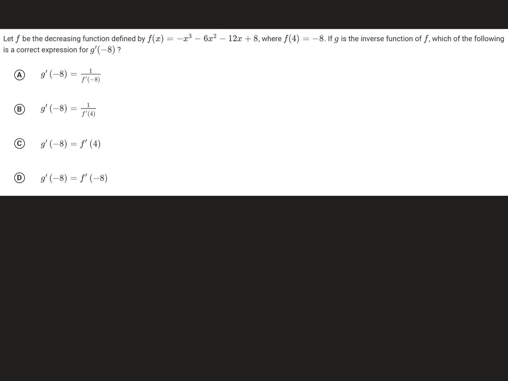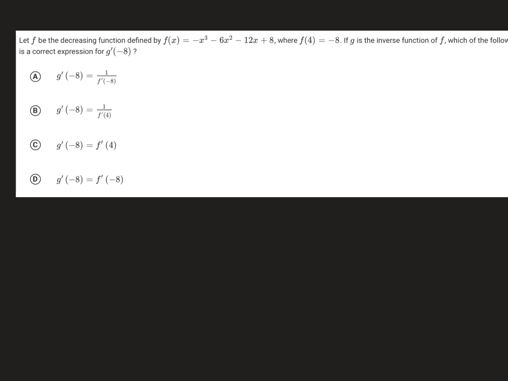All right, so this problem is question number 8 from the AP Classroom Unit 3 multiple choice problems. You can read the problem yourself. I'll go into the explanation right now. So we're trying to find g prime of -8, and we're told that g is the inverse function of f.